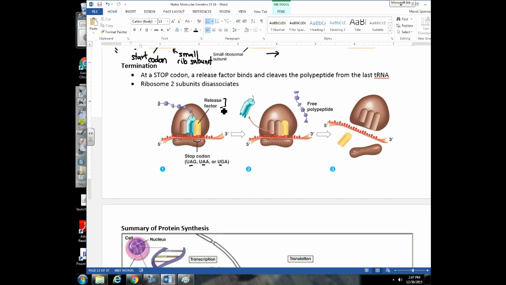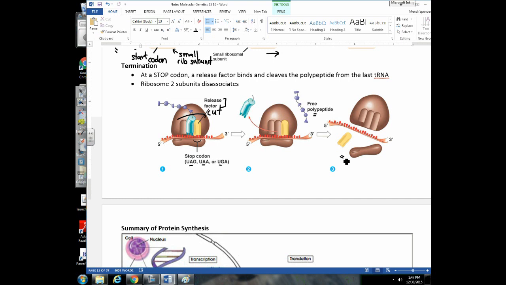This release factor lands in the A site, and what it does is cut the polypeptide chain off from that last tRNA. So now we have a free polypeptide that can fold up into a protein structure. Then the subunits dissociate from the mRNA, and translation is over. That's the termination of translation.